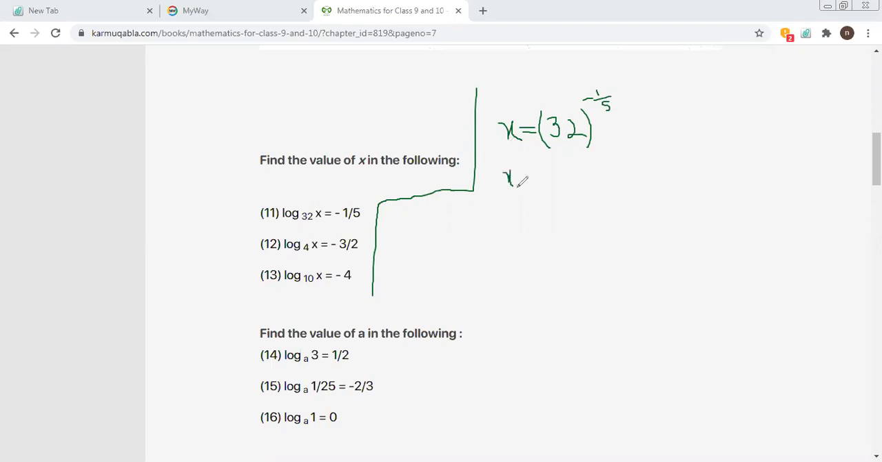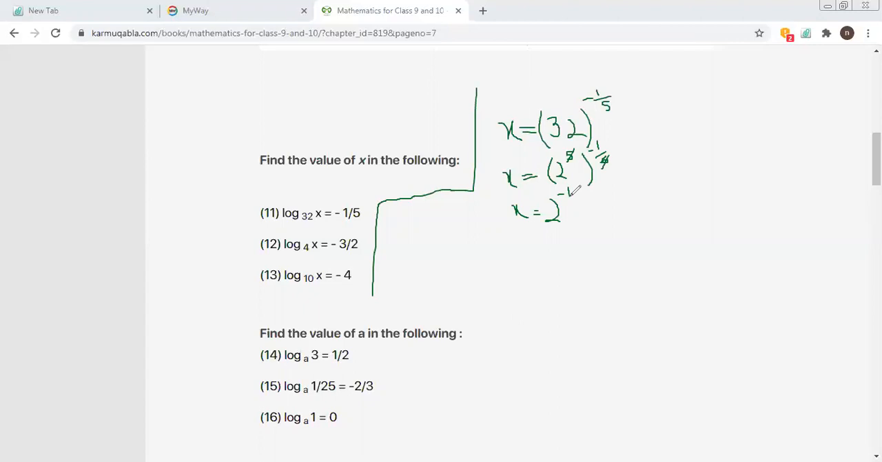So here 32, we know that is the power of 2 is 2. When we multiply 2 five times by 2, the answer will be 32. Or you can take the LCM of 32 by 2, you will get 2 power 5. Multiply 2 five times, you will get 32. Okay. Here 5 cancelled from 5. X is equal to 2 power minus 1. Okay.